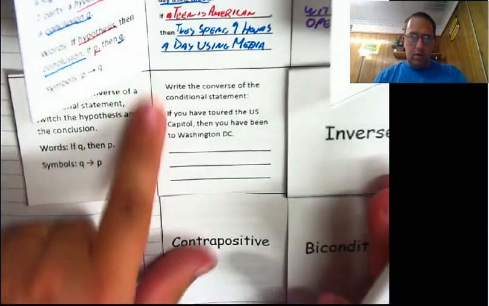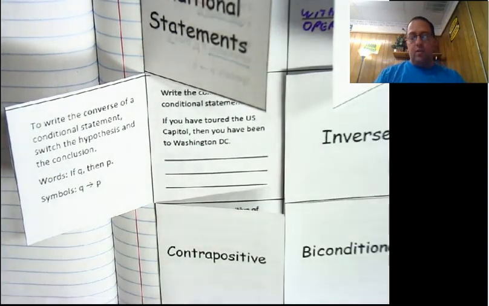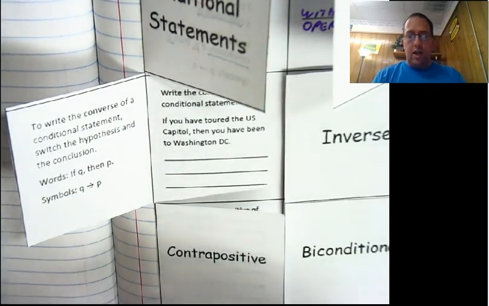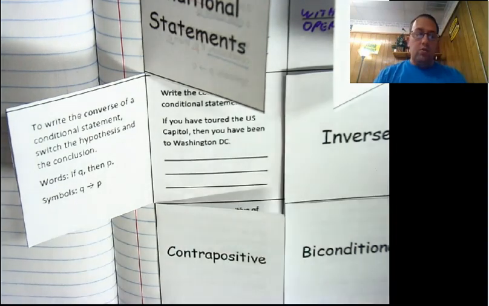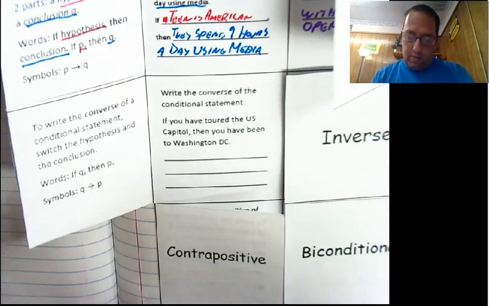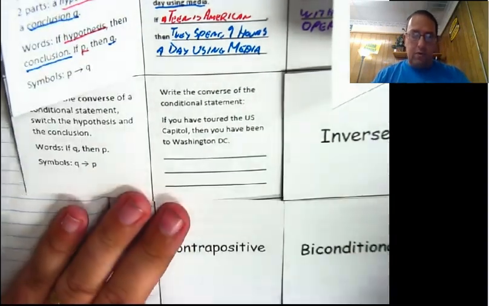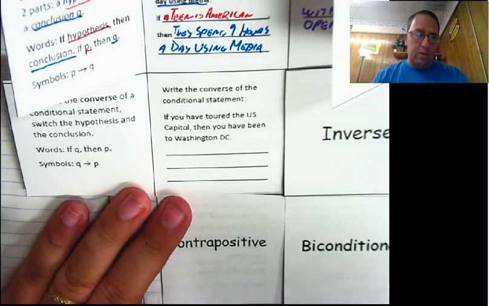All right, so let's take a look at converse. The converse is if we take it and we switch the hypothesis and conclusion. So instead of having if P, then Q, what we're going to say here is if Q, then P. So our statement here: if you've toured the U.S. Capitol, then you've been to Washington, D.C.